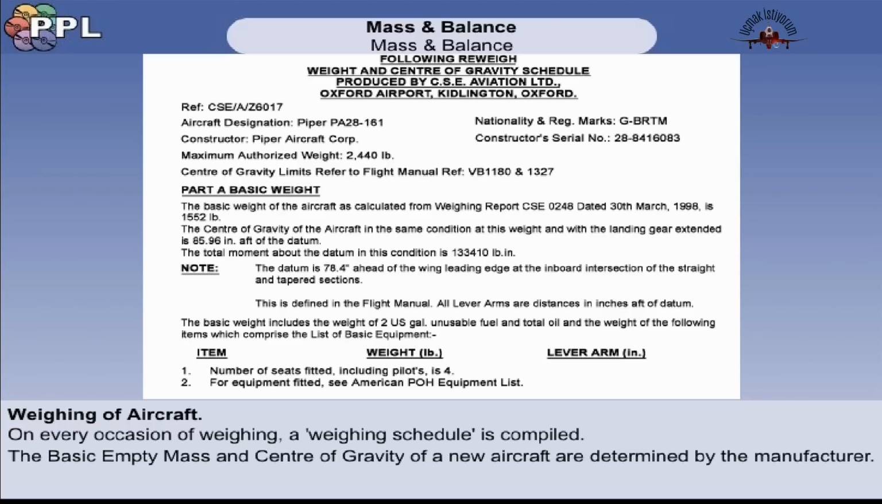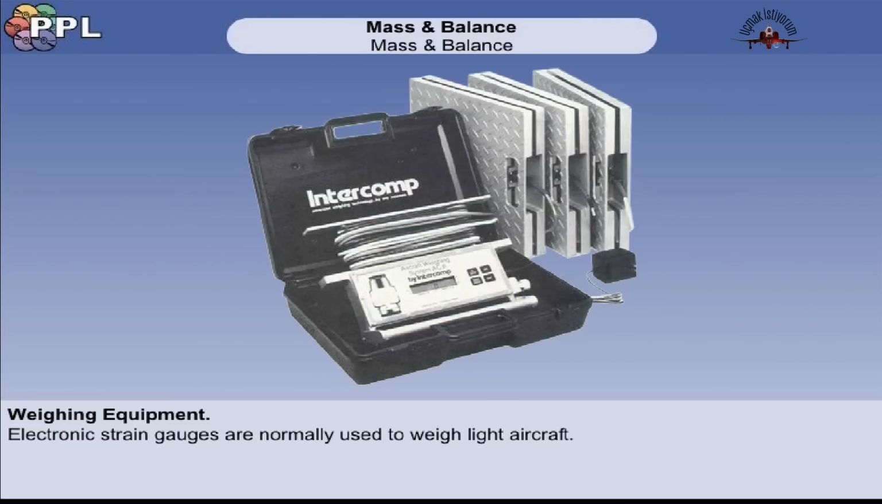The basic empty mass and center of gravity of a new aircraft are determined by the manufacturer using one of a number of weighing procedures. Light aircraft generally use the basic empty mass and center of gravity as the start point for loading calculations. The main type of equipment used to weigh light aircraft is electronic. This equipment uses strain gauges, which vary their electrical resistance with load.